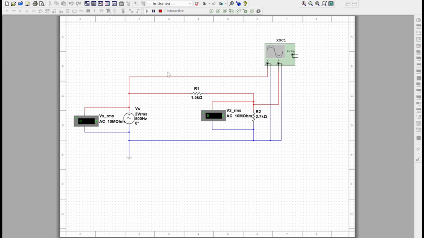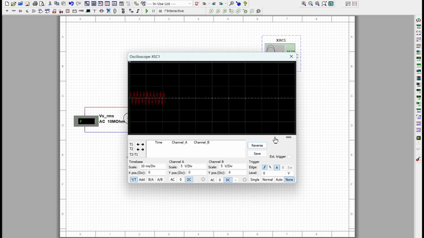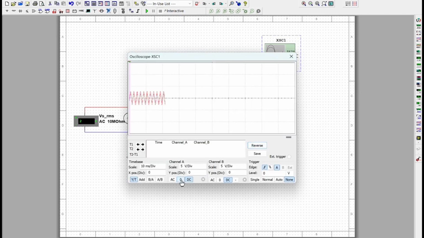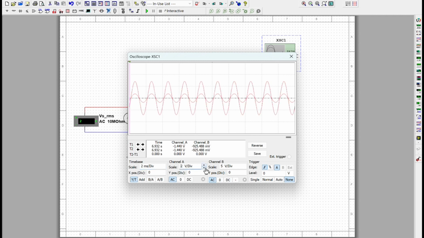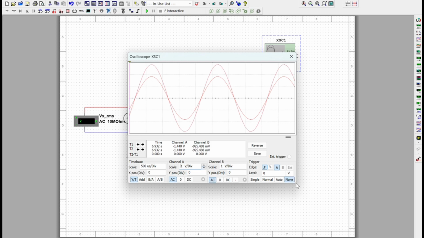And then if we run our circuit, we should get the values that we're looking for, the AC voltage values for our input source and across resistor 2, which is 2 volts for the source and 1.286 for resistor 2. And then we can look at our graph and switch both of those into AC. And then we have to scale it so that we can see the graph better, like so. Let's make this bigger.